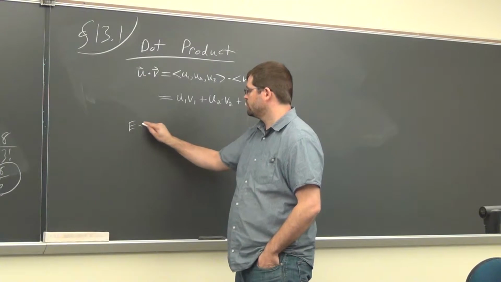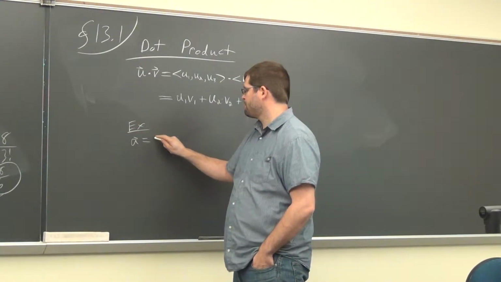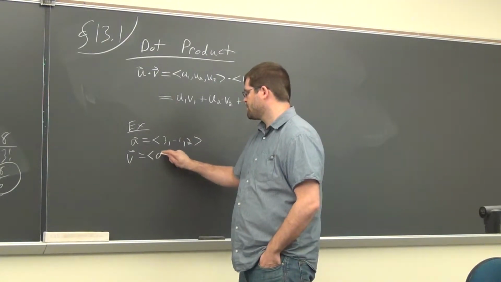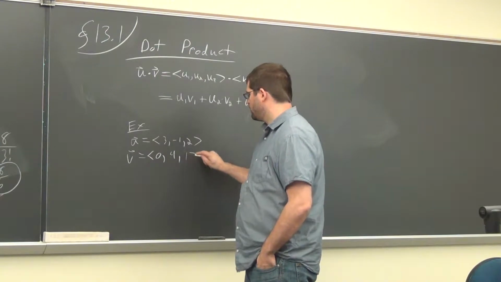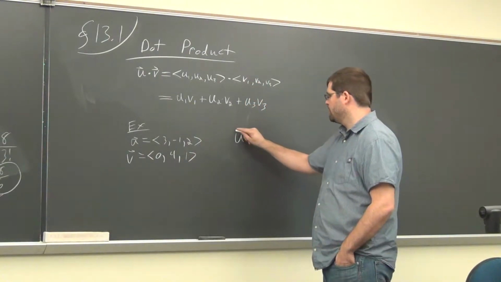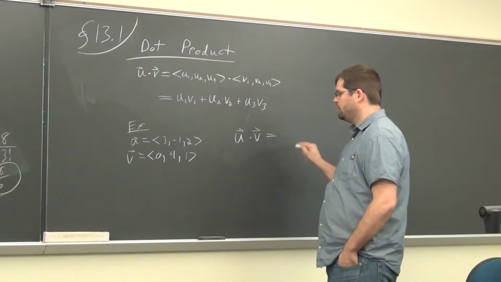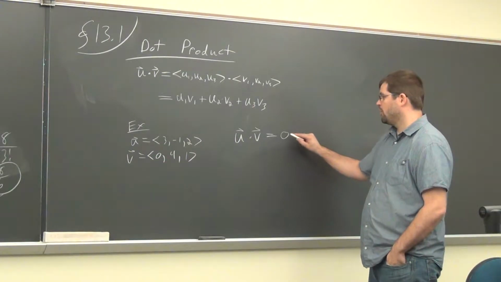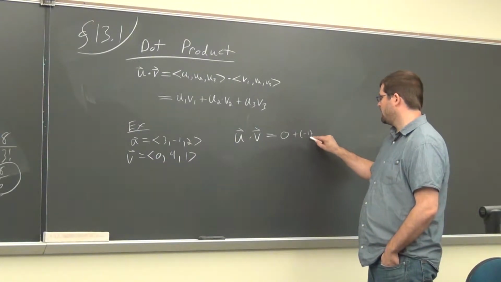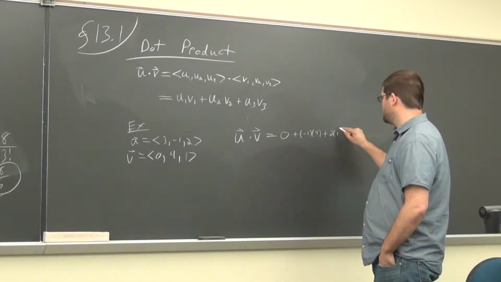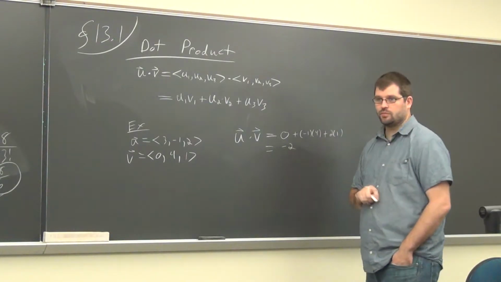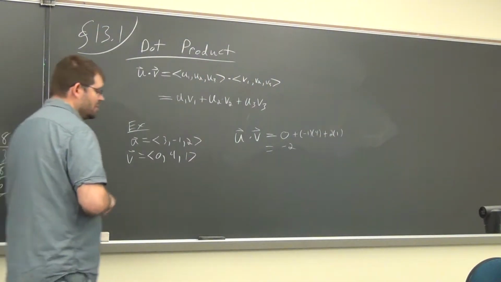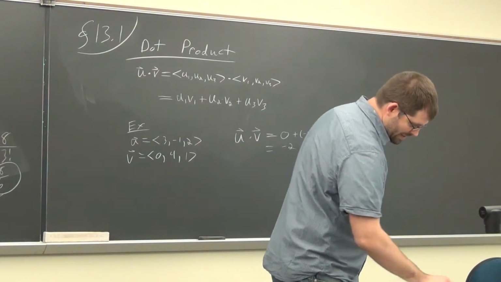Let's just do one example. If u is 3, -1, 2 and v is 0, 4, 1, what's the dot product then? Yeah, 3 times 0, plus -1 times 4, plus 2 times 1, which is negative 2. So hopefully that's relatively easy to see. Why is this at all useful?